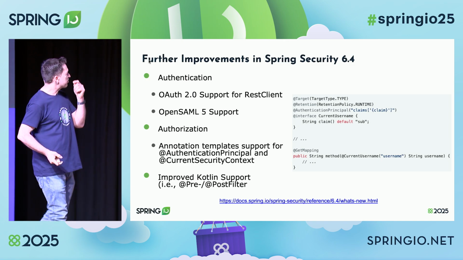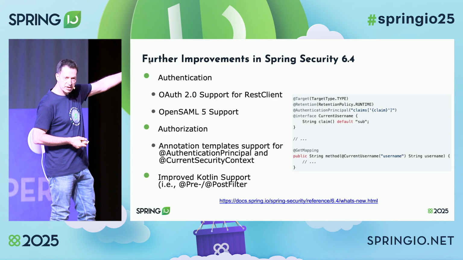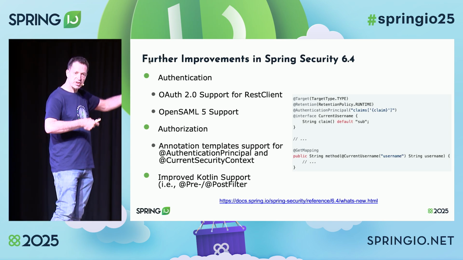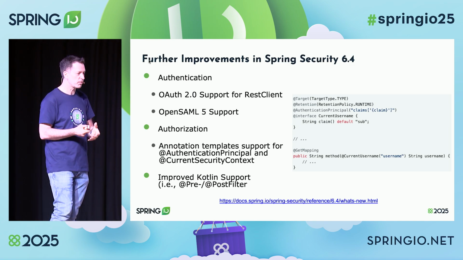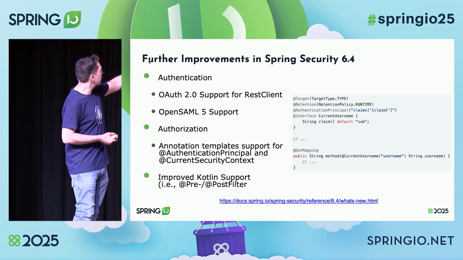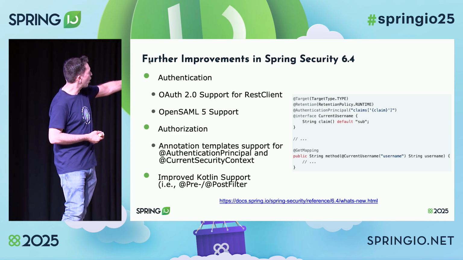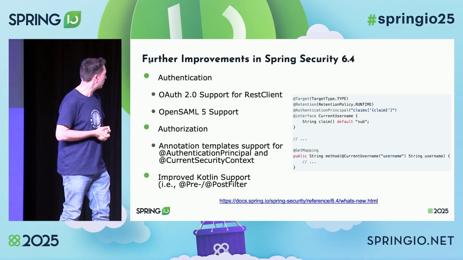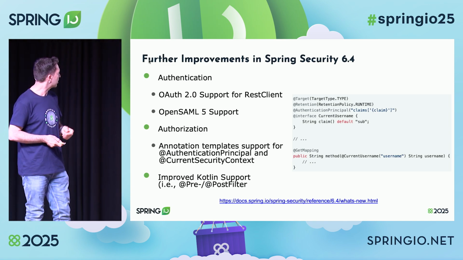So further improvements of Spring Security 6.4. So we have also OAuth 2 support for the new REST client. So you can use the new REST client with the OAuth 2, so it also gets automatic then a bearer token included, and you can call other services with the REST client. There's OpenSAML 5 support now for the authorization. There's also even more extension to annotation templates so that you can also use that for authentication principles and the current security context, and also some improved Kotlin support for the pre-post filter stuff.